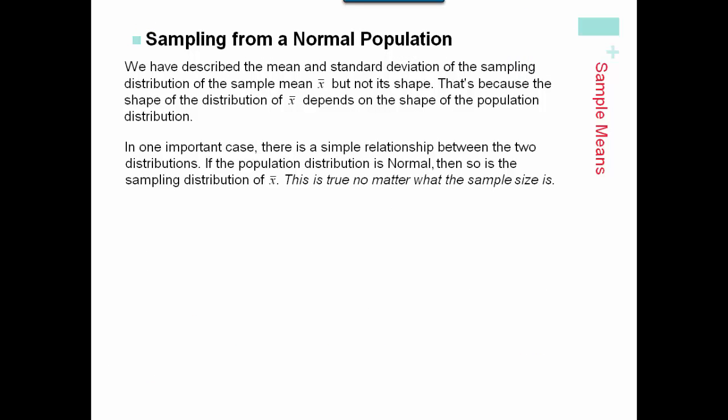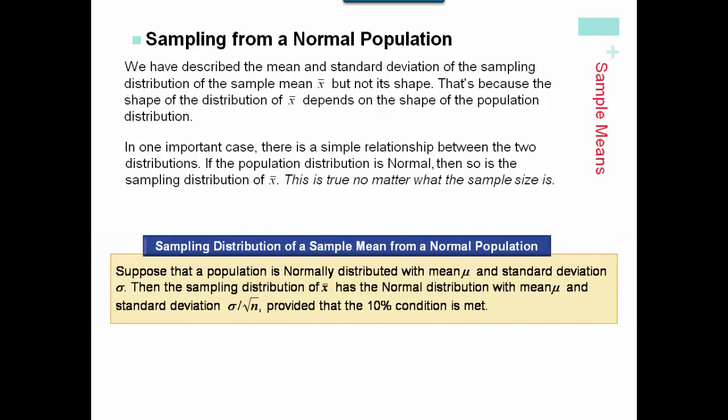We have described the mean and standard deviation of the sampling distribution of the sample mean x bar, but not its shape. That's because the shape of the distribution of x bar depends on the shape of the population distribution. In one important case, there is a simple relationship between the two distributions. If the population distribution is normal, then so is the sampling distribution of x bar. This is true no matter what the sample size is.